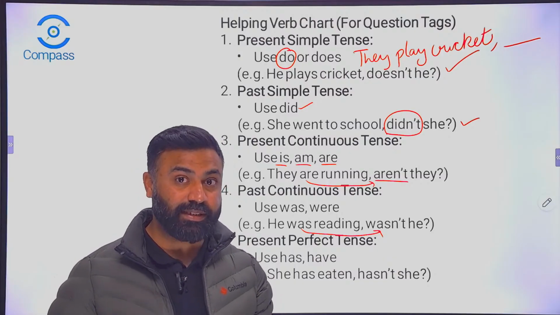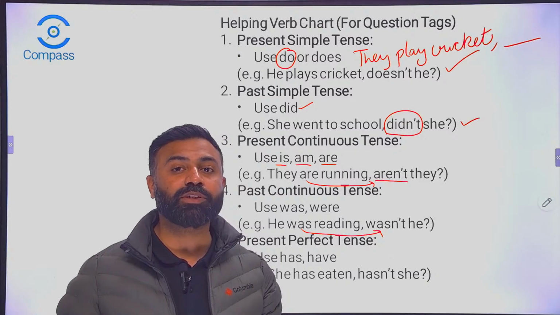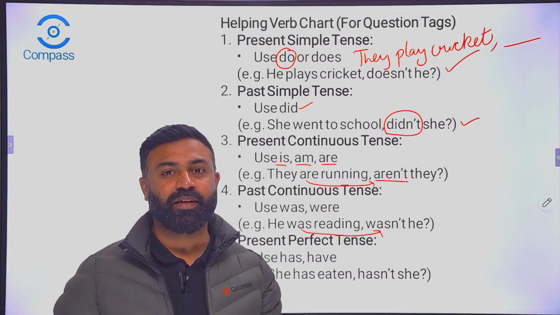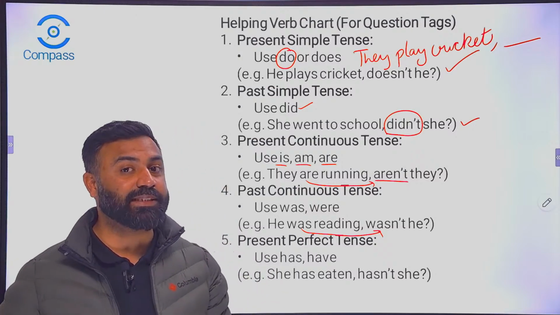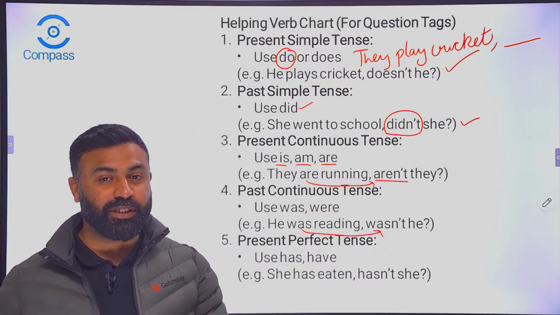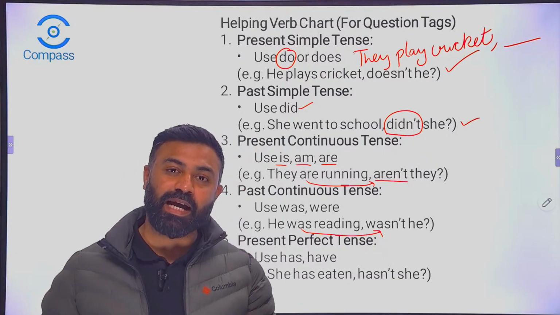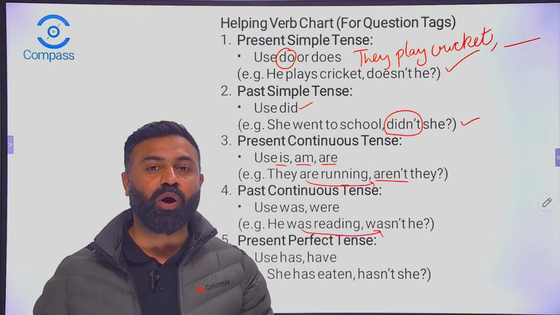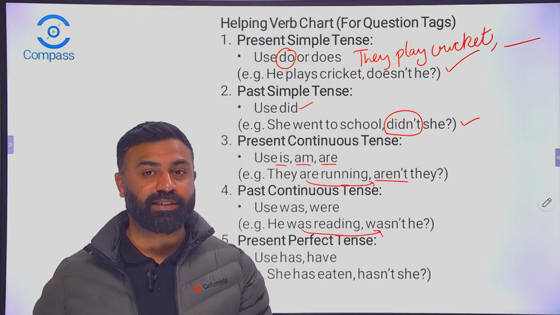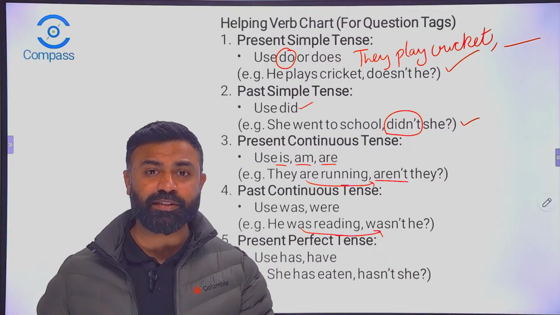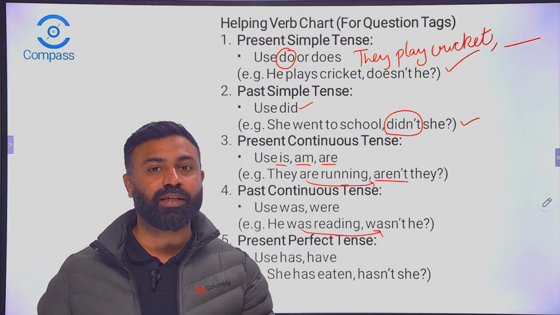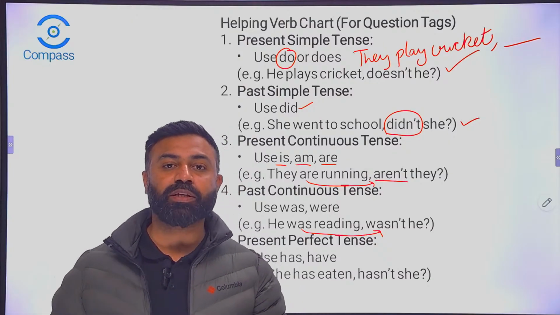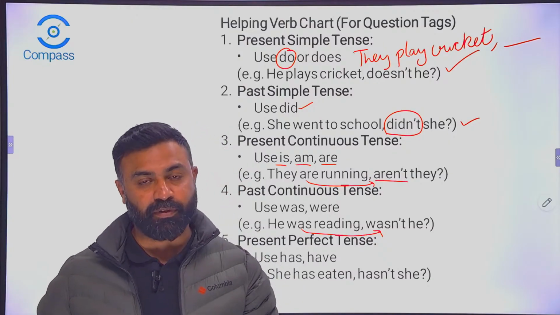Now listen to this sentence. He has bought a sports car. Now that is present perfect. And now we are going to be providing hasn't he. So two examples once again. He has a sports car, doesn't he? He has bought a sports car, hasn't he? What is the difference? The first one, he has a sports car, that is simple present tense. He has bought a sports car, that is present perfect tense.